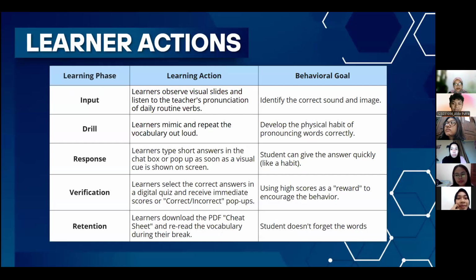So we divide the learning phase into 5 phases. The first one is input. So basically the students look at pictures and listen to the teacher say the words. The goal is that students can recognize the word and the picture. And then it follows with the second phase.